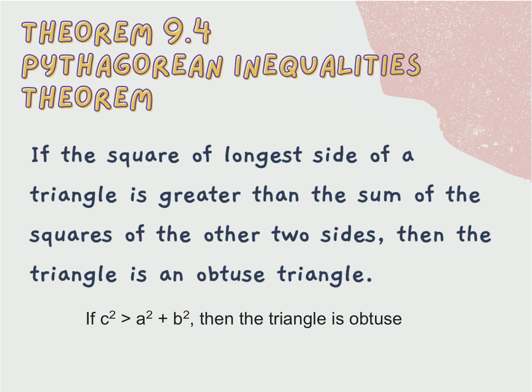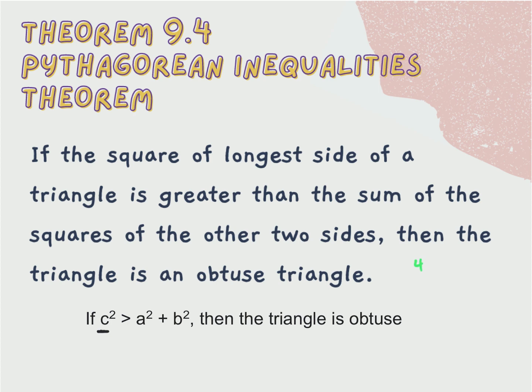This is theorem 9.4, and it states another inequality theorem. If the square of the longest side of the triangle is greater than the sum of the squares of the other two sides, then the triangle is an obtuse triangle. So what does that mean? If C squared is bigger than the squares of the other two sides, the legs, added together, then it's going to be obtuse.